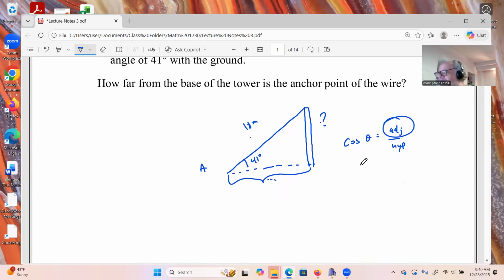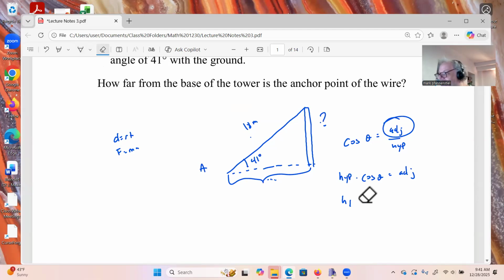This is just a three variable equation, just like d equals rt, F equals ma. You've dealt with many of these before. You just go ahead and solve for the one that you don't know. I need to know the adjacent side, so this is going to be the hypotenuse, which is multiplying on the other side, times the cosine of theta is equal to the adjacent side. Now, this is the cosine of 41 degrees. I have no idea what the cosine of 41 degrees is.